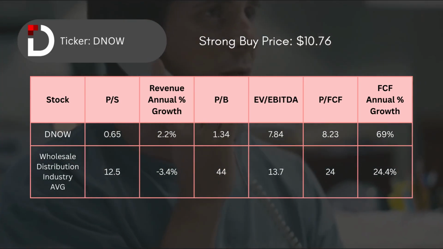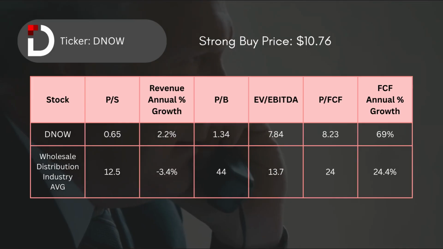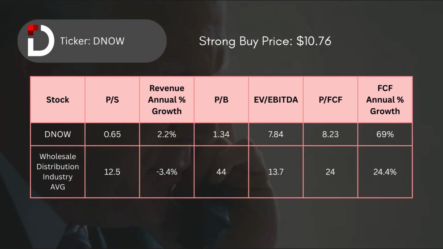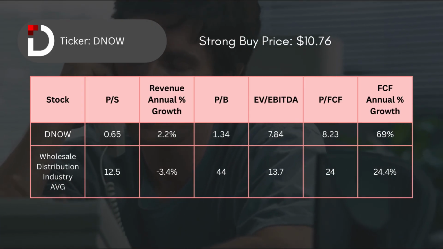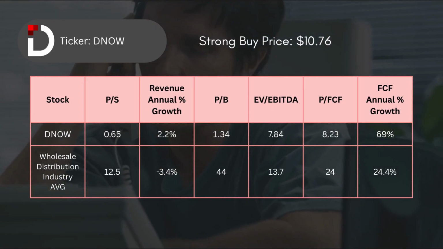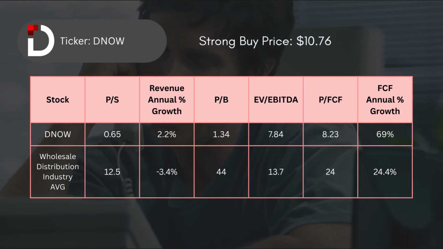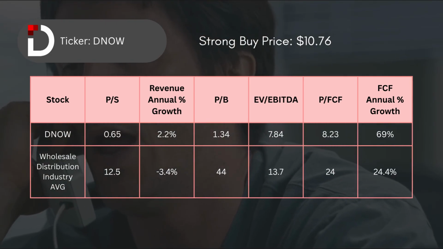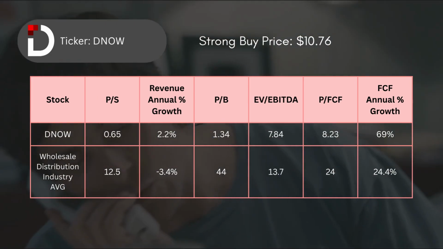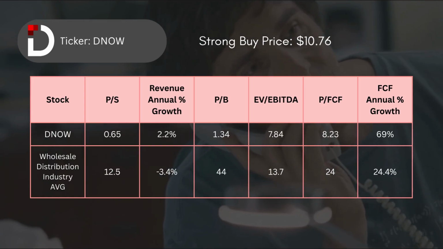Finally, we have price to free cash flow. DNOW trades at an 8.2 multiple, while the industry average is 24, 3 times more. But in contrast, DNOW grew annual free cash flow 69% last year, while the industry on average grew free cash flow only 24%. So DNOW is growing free cash flow faster than the industry average, but trades at a discount.